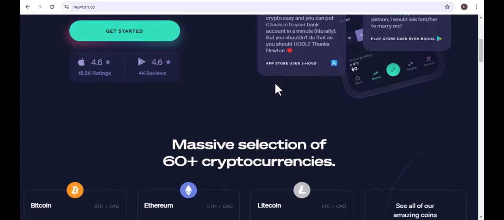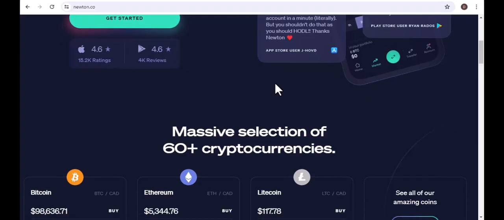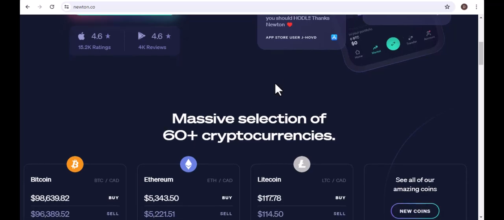So, how do you actually calculate the spread on Newton? It's pretty simple. You need to look at the buy price and the sell price for a given cryptocurrency on the app. The difference between the two is the spread in dollar terms. To get the percentage spread, you take that dollar difference, divide it by the buy price, and then multiply by 100. Let's use an example.